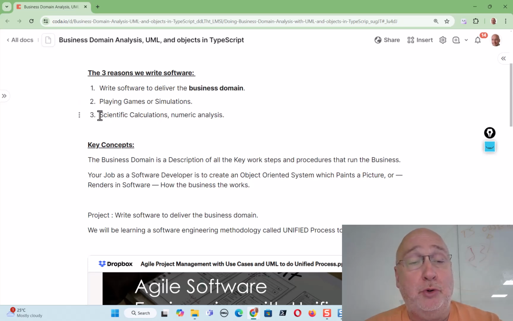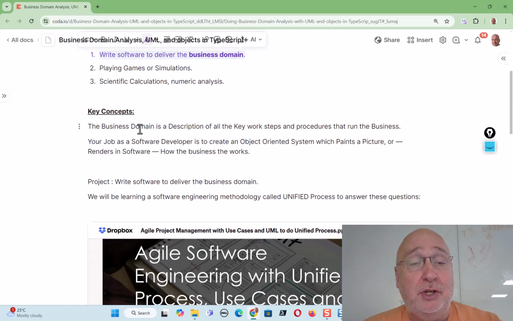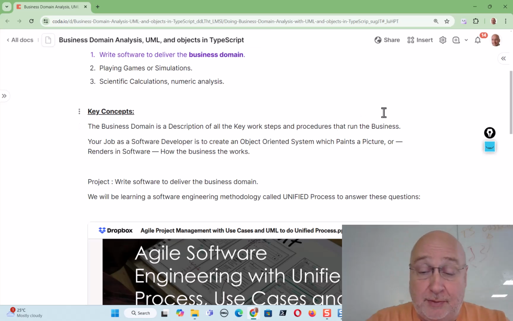Or you could also do scientific calculation, numerical analysis. Again, we're going to be focusing on this one right there, the thing that your employers are going to want you to do. So key concepts: the business domain is a description of all of the key work steps and procedures, all of the business processes that run the business.